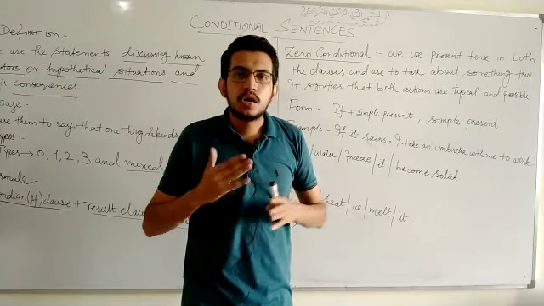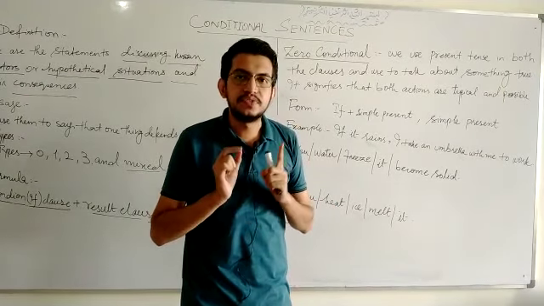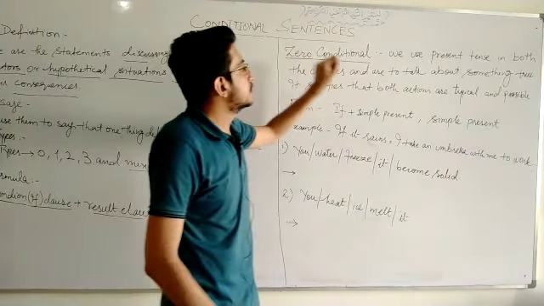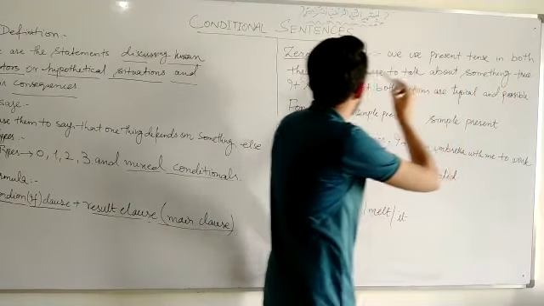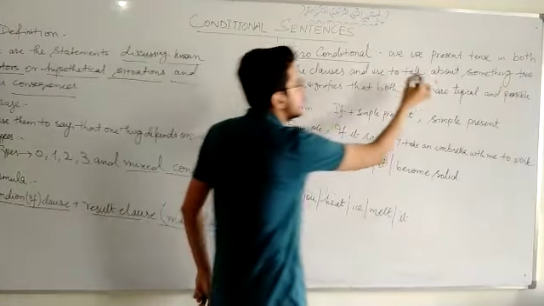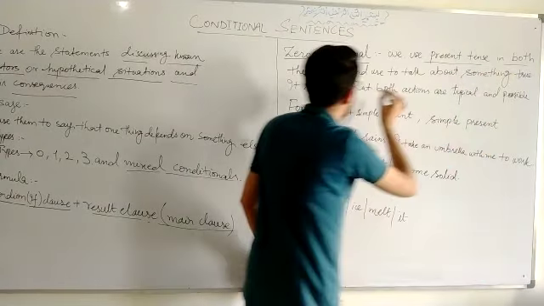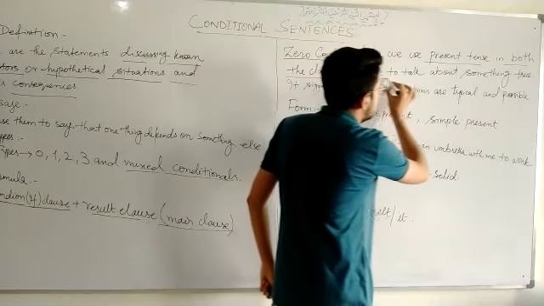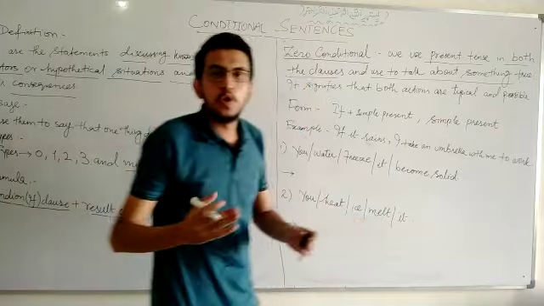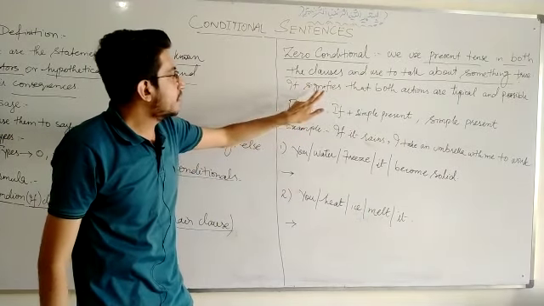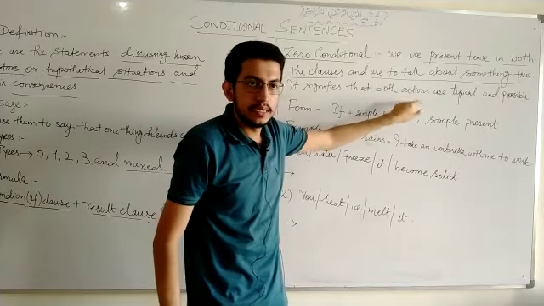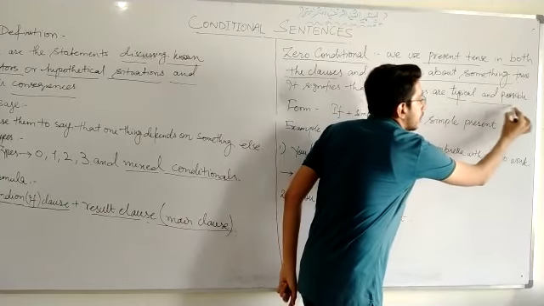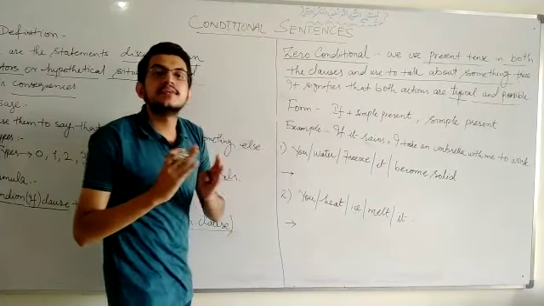Today we will talk about just two types of conditionals, that is zero and first conditional. In zero conditionals, we use present tense in both the clauses. Remember that we use present tense in both clauses, and it is used to talk about something true or generally true. It signifies that both actions are typical and possible. It means that the surety is 100%.